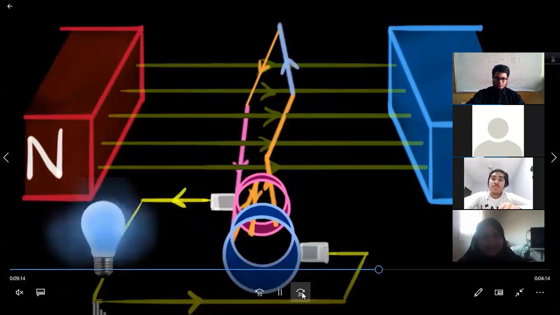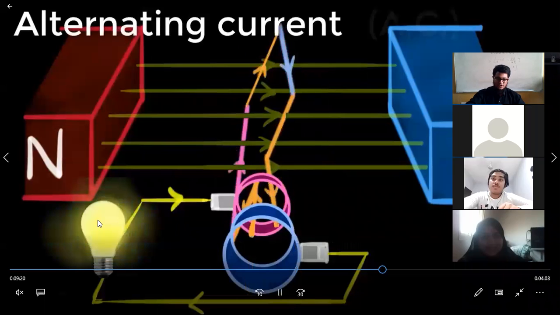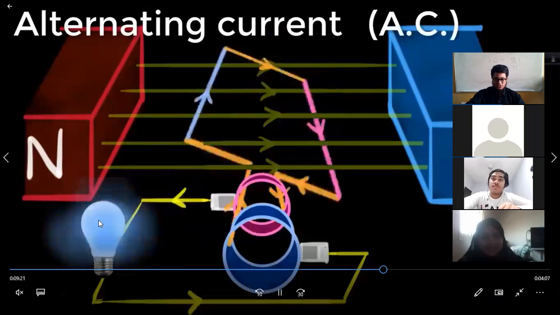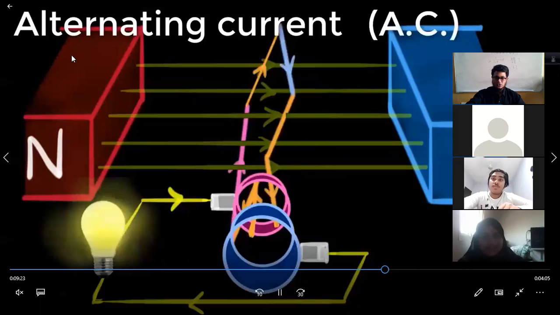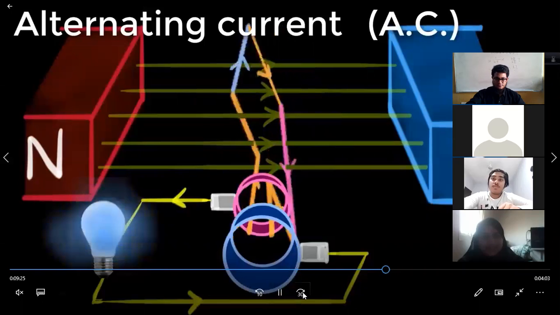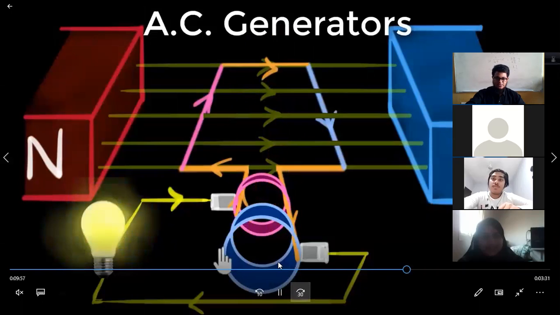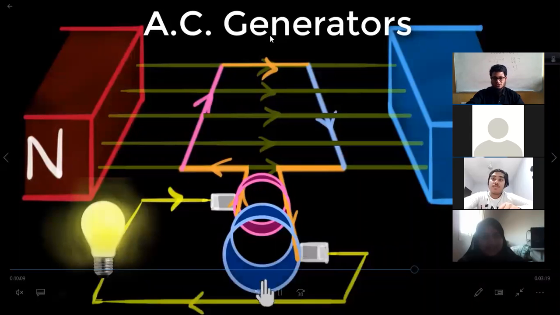So he is just explaining whatever I already told you, that whenever it is changing direction, the color of the light is changing. So this is alternating current, and this type of generator is called an AC generator. And then he will show what we can do in case I want DC current.